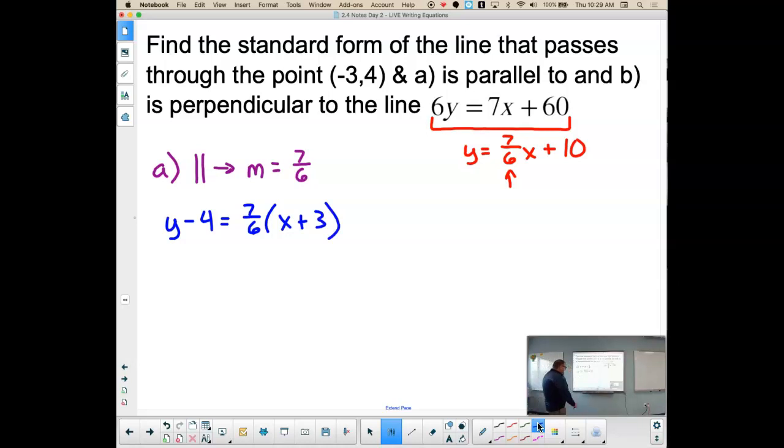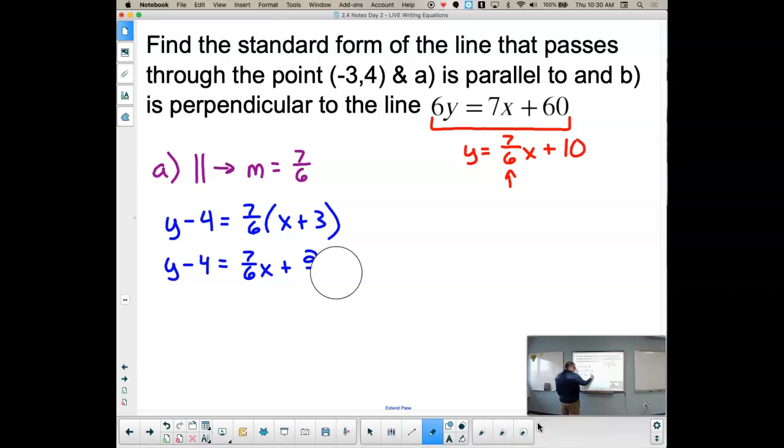Okay. Distribute. Y minus 4 equals 7/6x plus 21. Actually, we would have to go 21/3. We could go 7/2 there. Or 21/6, I should say. We could go 7/2 there and have it in reduced form. I like that better. Adding 4 to both sides. Instead of adding just 4, I'm going to add 8/2 to that side.